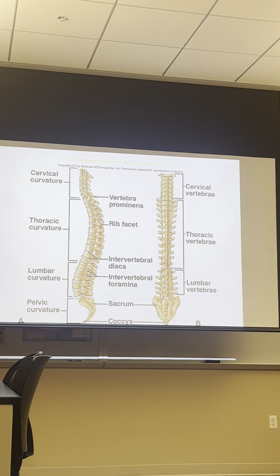Each of your vertebrae has limited amounts of movement, but because we have lots of them, we can have a relatively good range of motion. So the movements that you can have with your spine are flexion, extension, and then we would call this lateral movement, right? We wouldn't call it abduction or adduction.